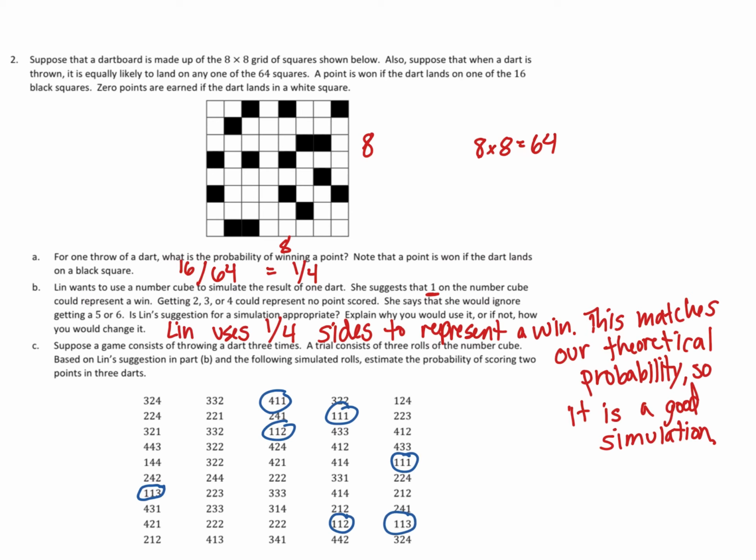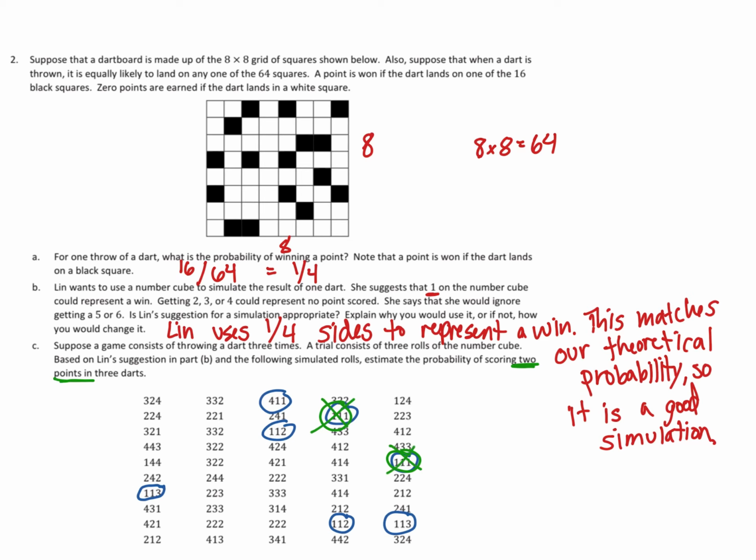So these two here are questionable. It says estimate the probability of scoring 2 points. If it said at least 2, we would use those, but since it just says scoring 2 points, we're probably going to leave those out.